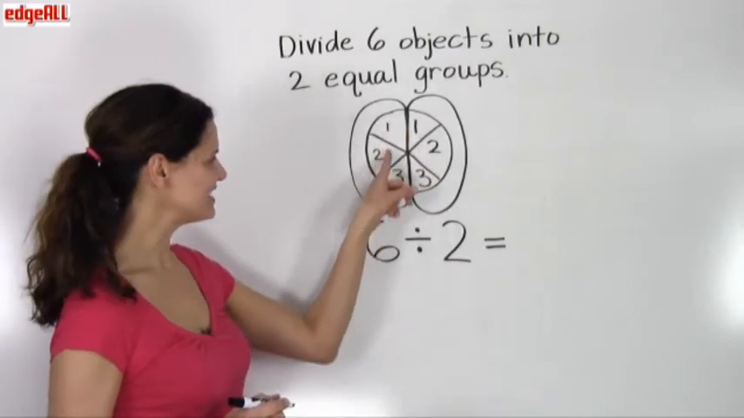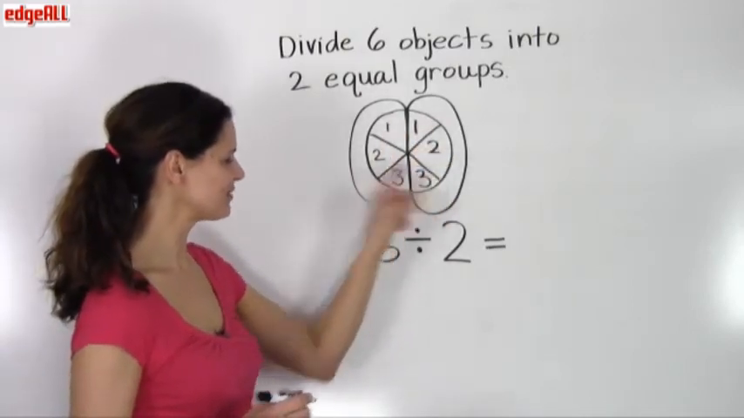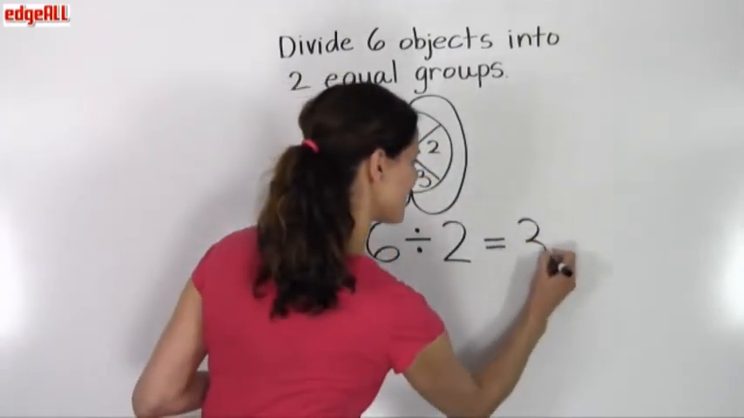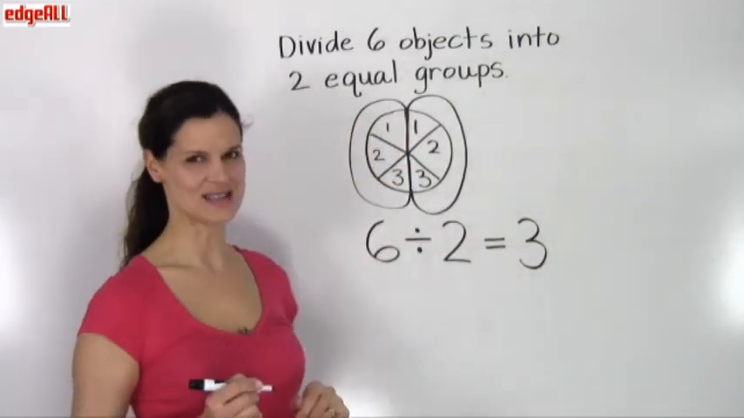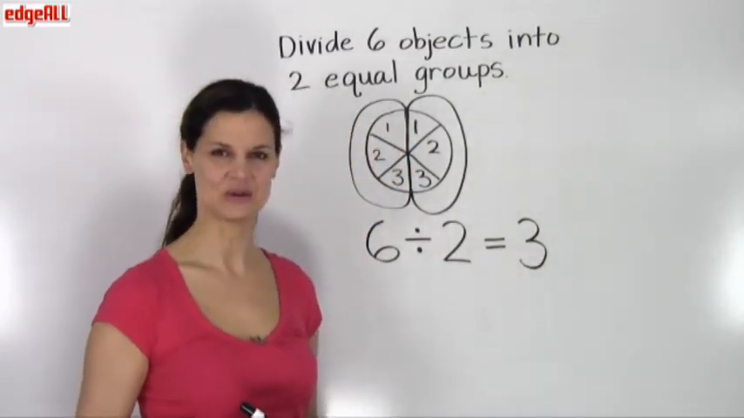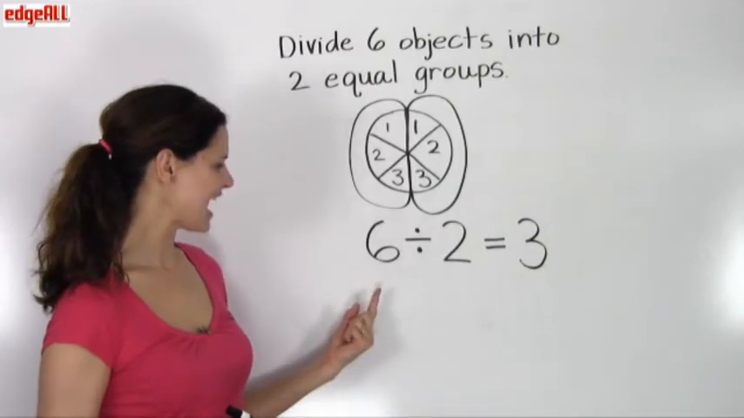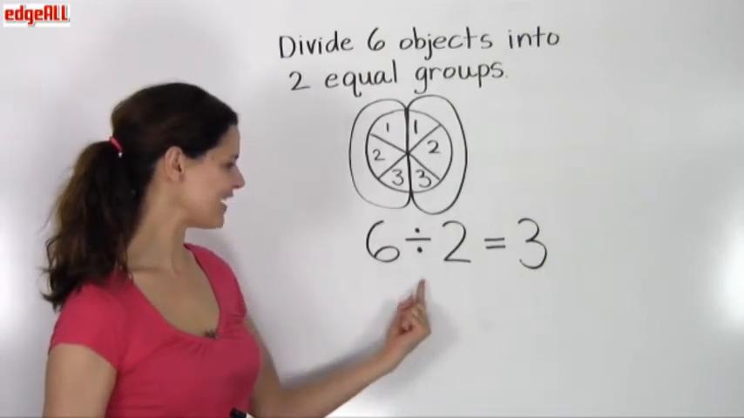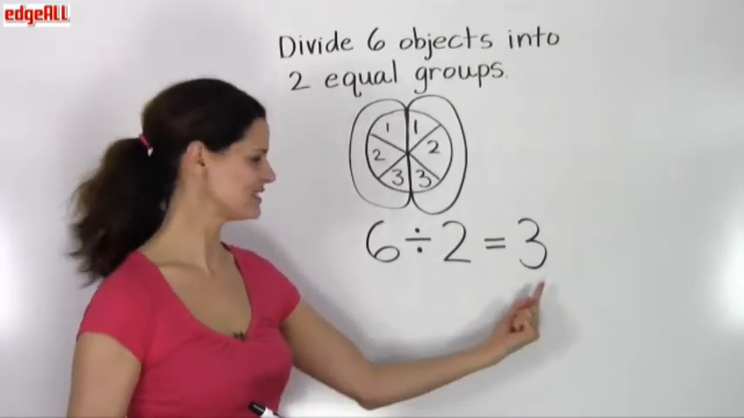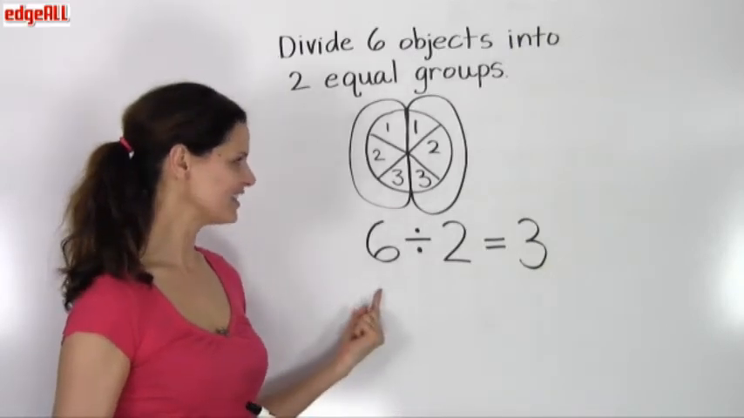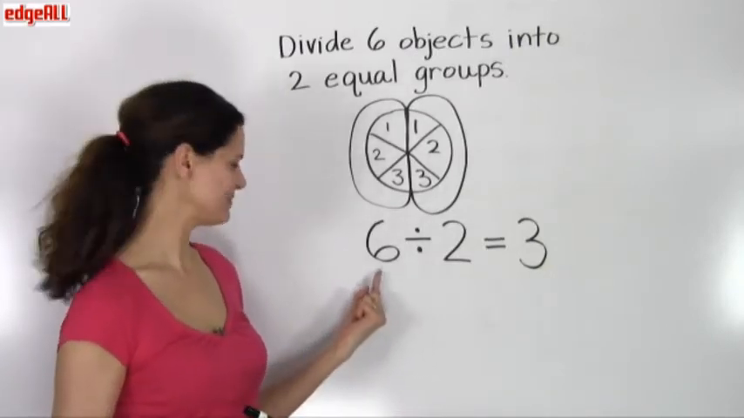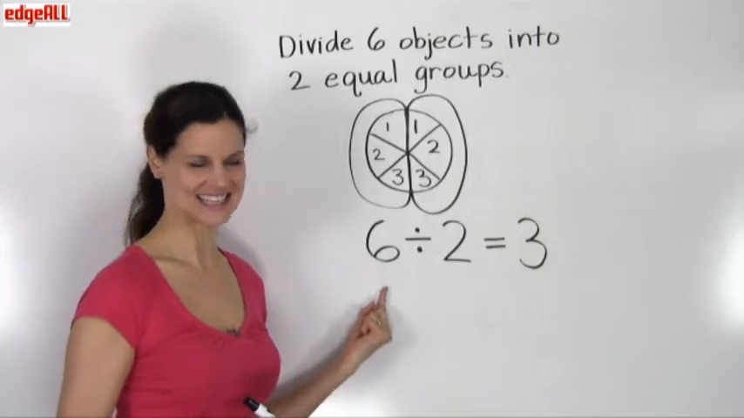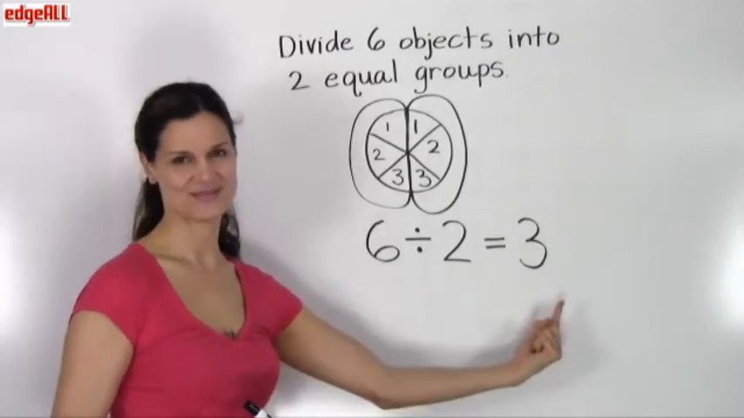So I've got 1, 2, 3, 1, 2, 3. So I've got 3 objects in each of my smaller equally sized groups. So I would read this as 6 divided by 2 equals 3. Dividend, divisor, quotient: the bigger number, the first number, is my dividend, then the divisor, then the quotient.